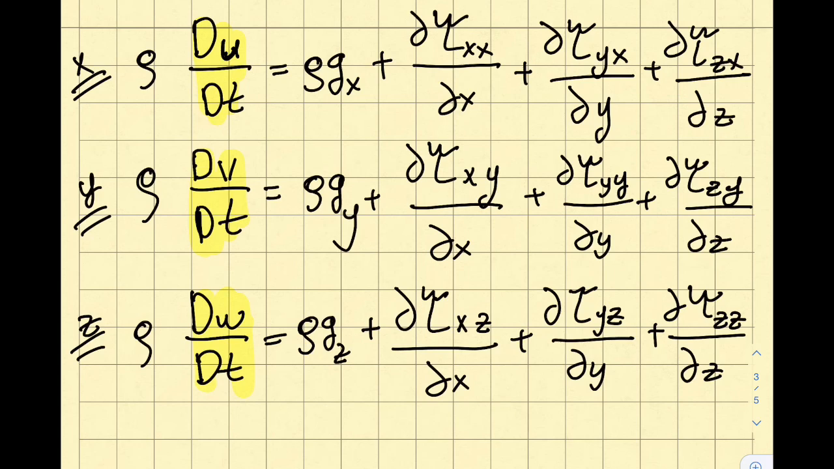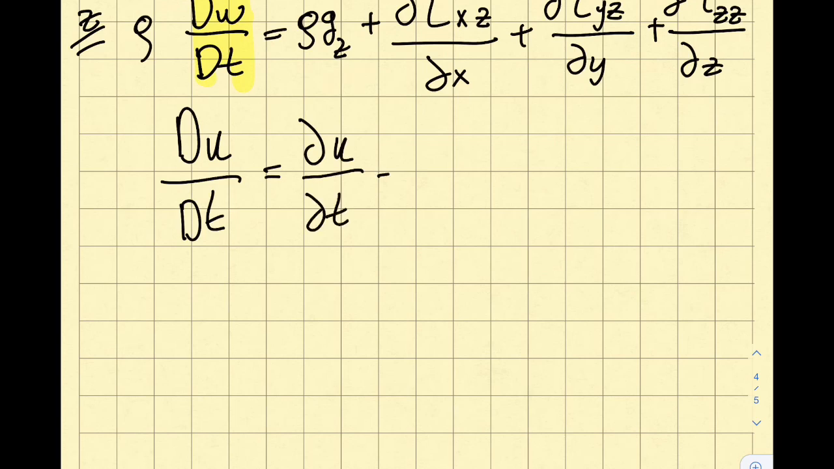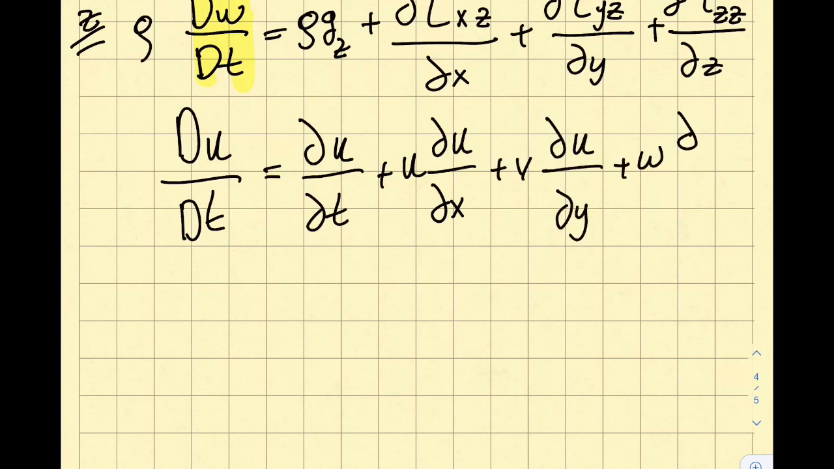So actually we did cover these in the fluid kinematics section. So I'm going to rewrite these from that section, okay? All of them will be multiplied by the density. I'm just going to write the du dt component, and that will read as del u del t plus u del u del x plus v del u del y plus w del u del z.